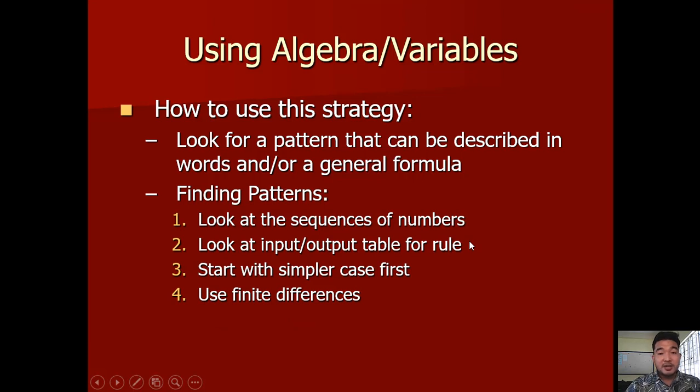For using algebra and variables, how to use this strategy: we have to look for a pattern that can be described in words and or in a general formula, and then we find the patterns, look at the sequences of numbers, look at input or output table for a rule, start with a simpler case first, and use finite differences. Let's use this strategy.